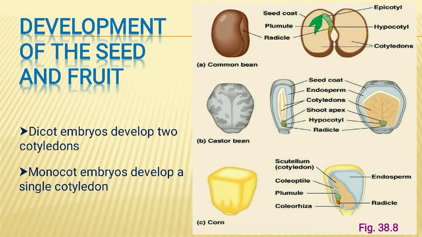Dicot embryos develop two cotyledons, monocot embryos develop a single cotyledon. This we already know. You can see the common bean structure above, where there are two cotyledons, and below, corn, where you can see a single cotyledon. This is the major difference between monocot plants and dicot plants. How they got the names dicot and monocot you will learn in angiosperms, because of the number of cotyledons. If it is two, then it is dicot. If it is single, it is monocot.